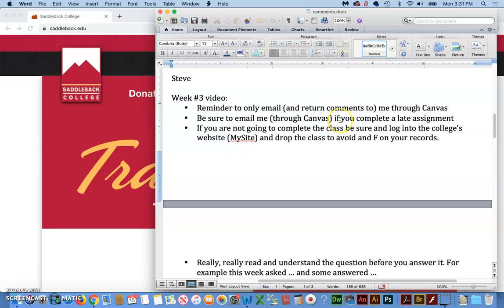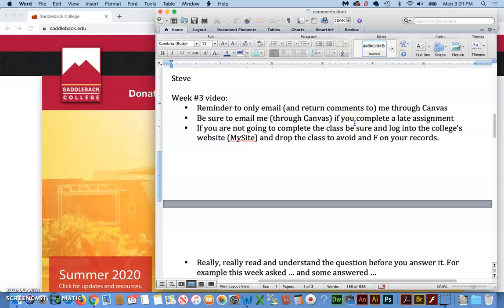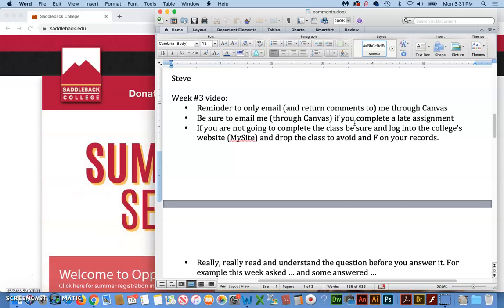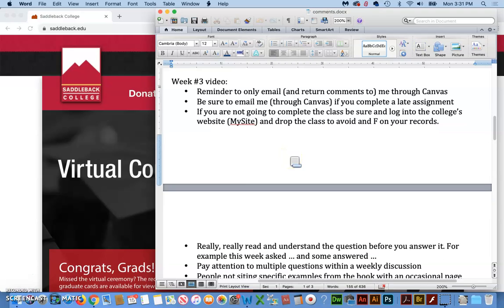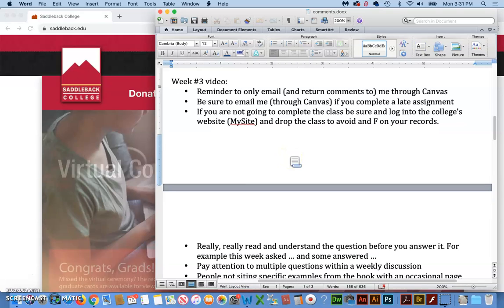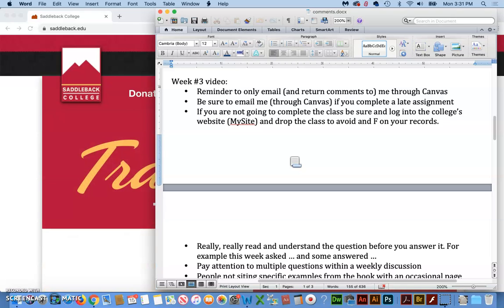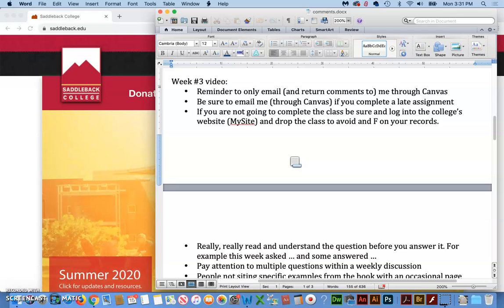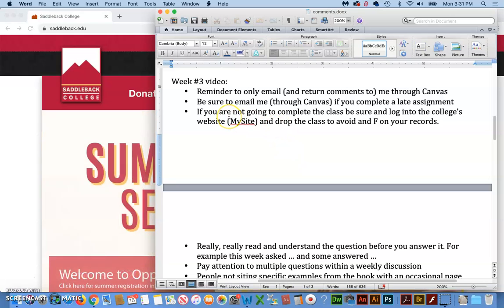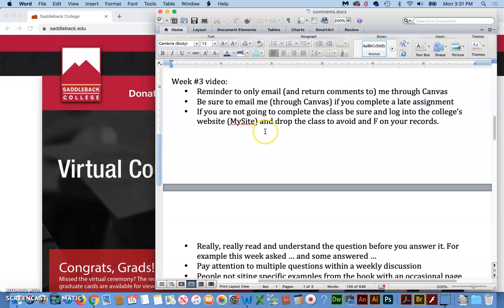On those same lines, if you complete a late assignment, also make sure you send me an email and let me know what you completed, so that I know to go in and grade, because otherwise I'm grading the stuff as it's due. Typically your assignments are due by close of business Sunday, and then on Monday I go in and grade them.